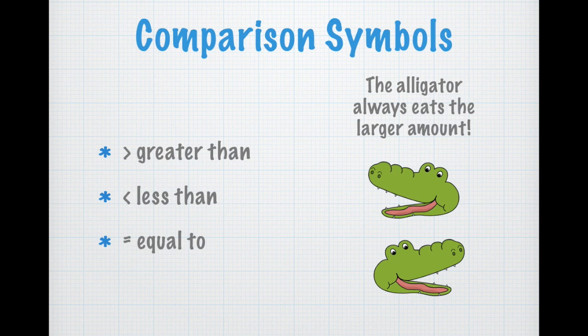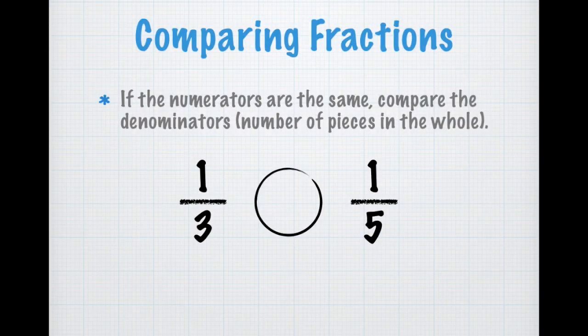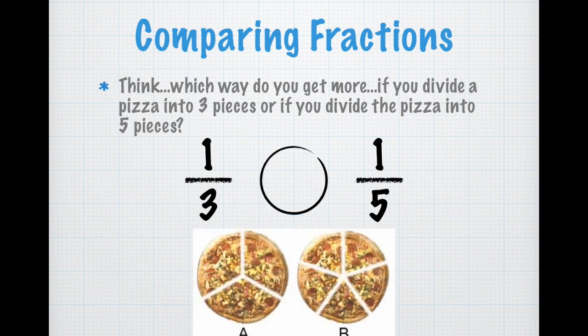So let's practice comparing some fractions. We're comparing 1/3 and 1/5. And I see both of them have a numerator of 1. And the denominator, I see 3 and 5. And I'm going to compare my denominators. That's the number of pieces in the whole. And when I'm comparing denominators, I want to think, which way am I going to get more? If I divide a pizza into 3 pieces, or if I divide the pizza into 5 pieces.